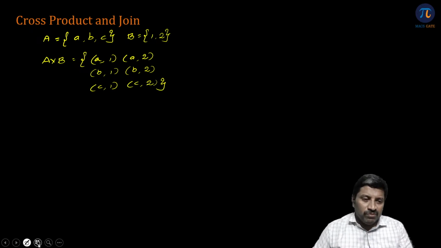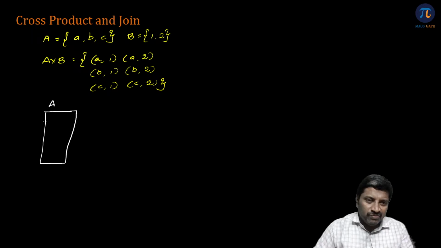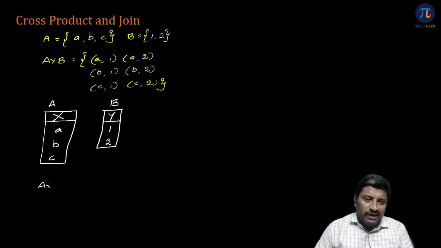C1, C2. Now, this mathematical set can be considered as a relation. Suppose A is my relation in which I have only one attribute. Let us assume the attribute name is X. There I have three values A, B, C. Similarly, B is a relation in which also I have only one attribute. Let us name it Y, and I have this one. Then whenever you form A cross B, what do we do?